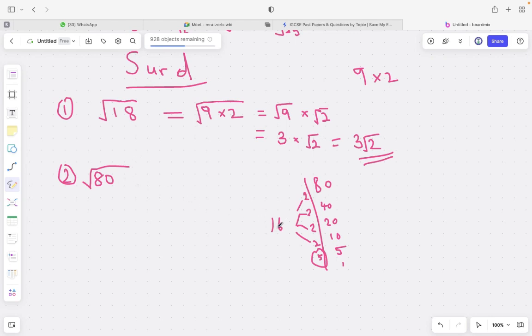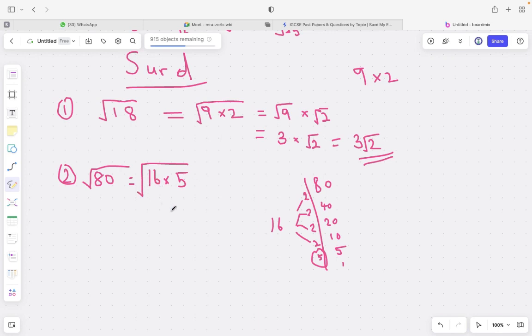So you know we can find the square root of 16, right? So we break 80 as 16 times 5. Someone may say 4 times 20. Yes, you can find the square root of 4, but it's not the highest. You have to find the highest number with a square root, so you still have to break it down and find it like this, 16.